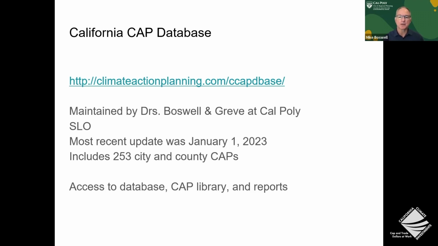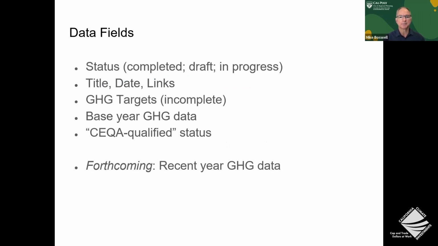And then finally, we also include periodic reports that describe the database and information that's in the database. And we produce those a few times a year. Next slide. Some of the data that you will find within the spreadsheet database is for every city and county, you'll see the status, whether they have completed a climate action plan, or perhaps they have a draft or in progress, or they've not done a climate action plan.